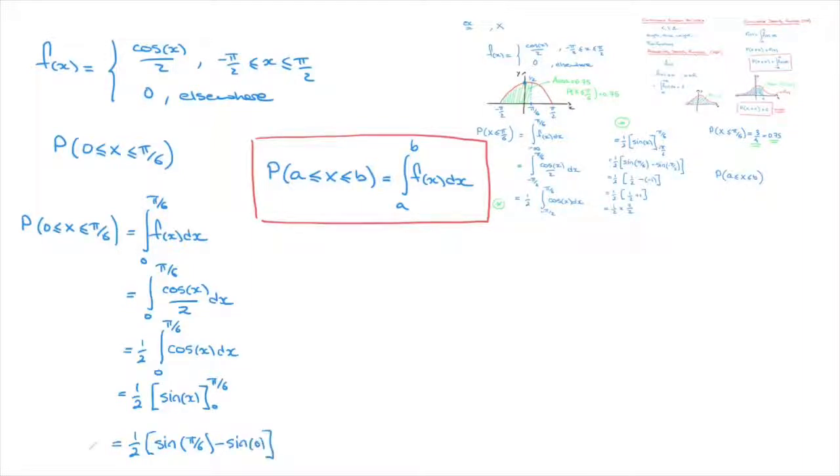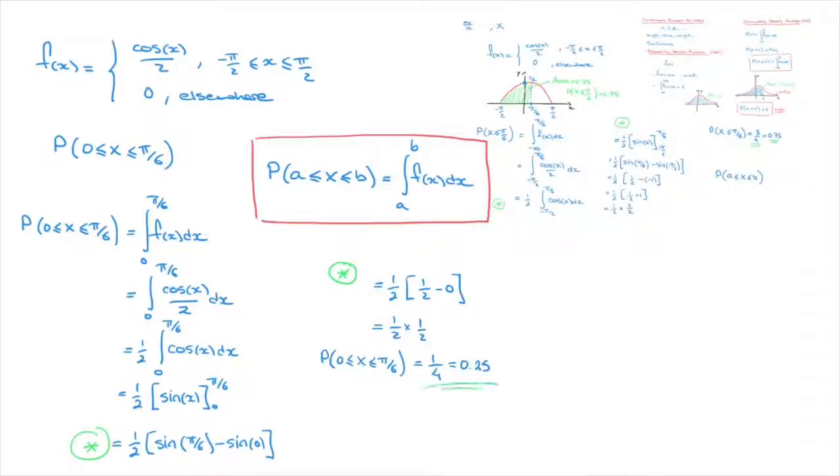And I'll carry on with the calculation to the right-hand side here. We have sine of pi over 6, which equals 1/2, and sine of 0, which equals 0. So this becomes 1/2 times 1/2 minus 0, which equals 1/2 times 1/2. Finally, we can state that the probability that the continuous random variable lie between 0 and pi over 6 is equal to 1/4, which is 0.25.